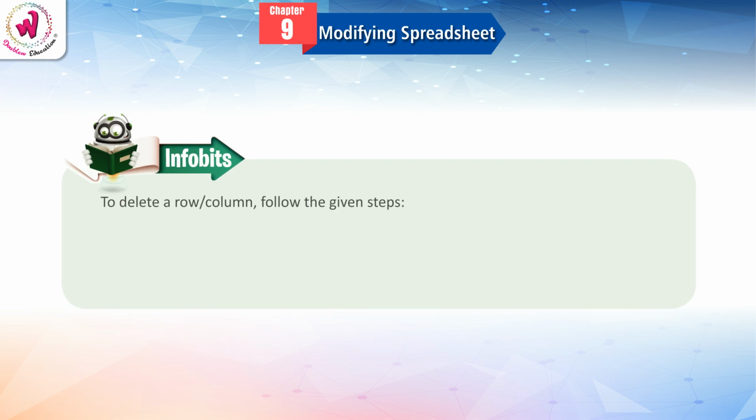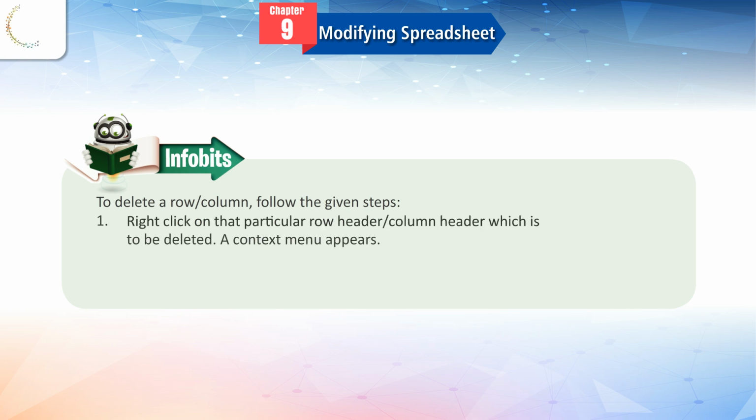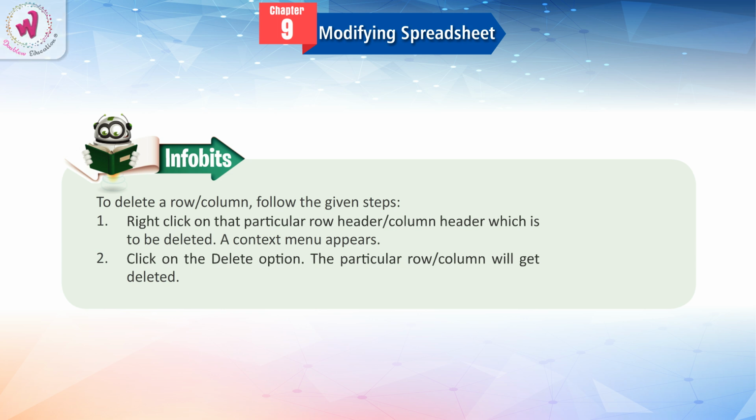Info bits. To delete a row or column, follow the given steps. 1. Right-click on the row header or column header which is to be deleted. A context menu appears. 2. Click on the Delete option. The particular row or column will get deleted.